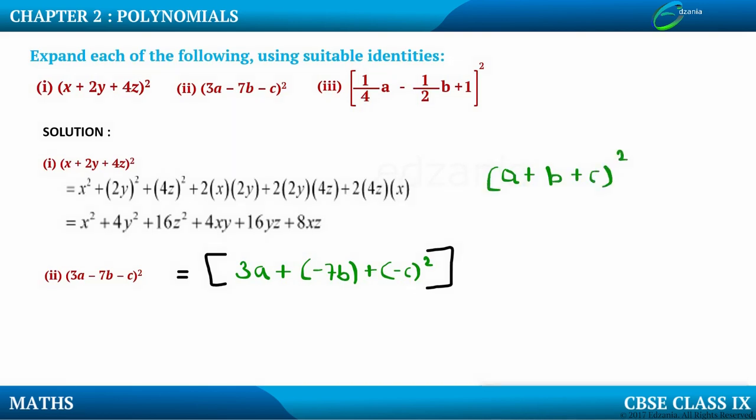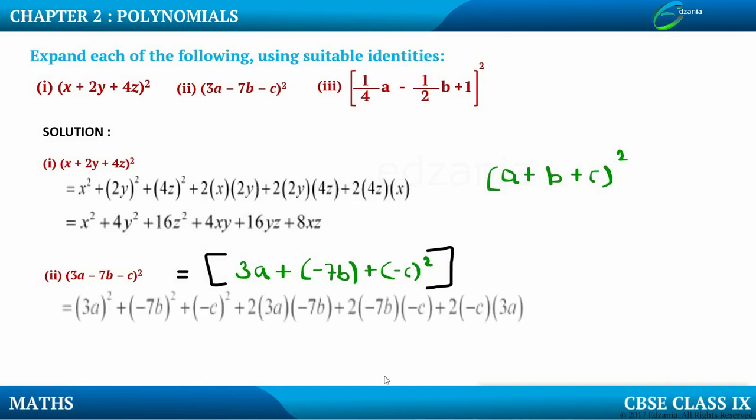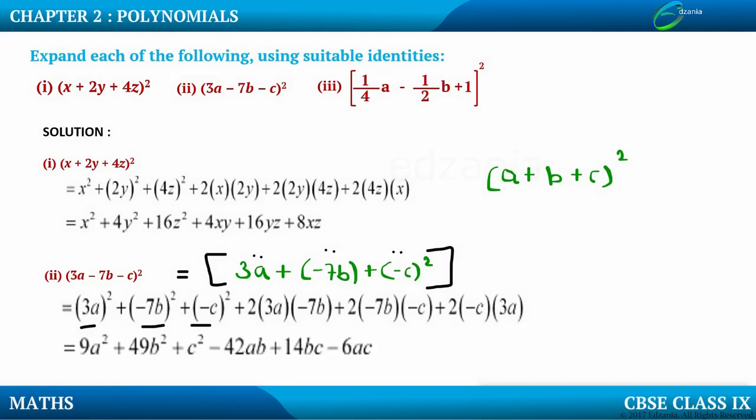In the next step, you will just expand. (a + b + c) the whole square is a square plus b square plus c square plus 2ab plus 2bc and 2ca. So this is the expansion. We have to just multiply. Let us see what we are getting. 3a square will become 9a square. 3 square is 9. Minus 7b square is 49b square. Remember that a negative square is also positive. Therefore minus 7 square is 49, but we'll write down a plus sign over here.